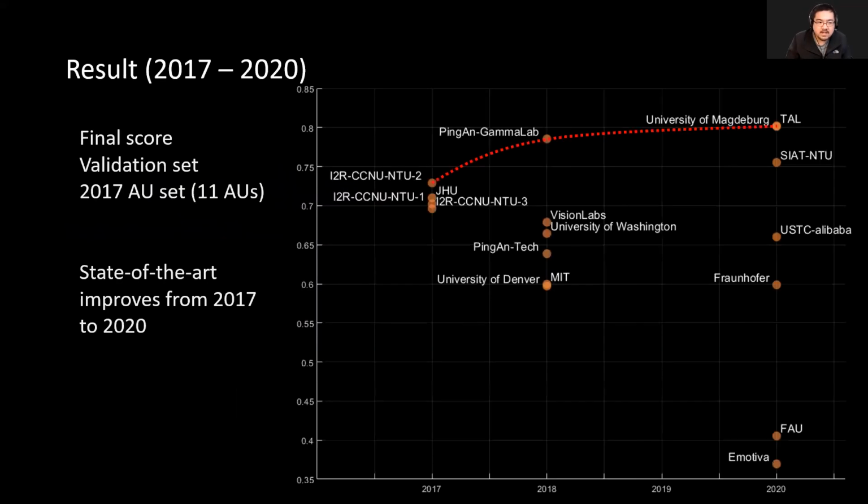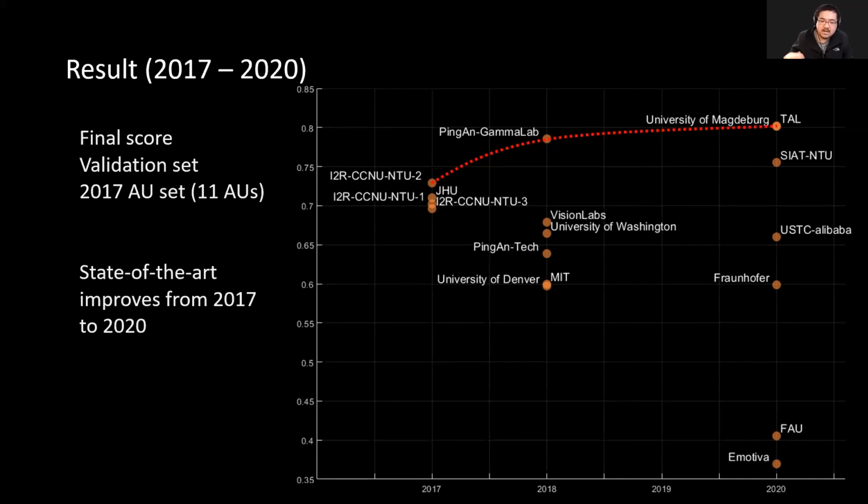So let us take a look at the results from 2017 to 2020. On the y-axis is the final score, on the x-axis is the time, and each yellow dot in the figure is a participant. This is evaluated on the validation set for the 2020 and 2018 challenges, but it's the testing set for the 2017 challenge, since they have the image correspondences. And we are only evaluating on 11 AUs, the 2017 AU set, because 2017 participants didn't have results for the 2018 and 2020 AU sets.